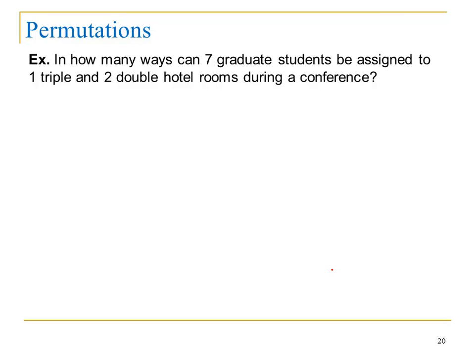So we want to save money, and we want to put all these students in the least number of rooms possible for this conference. Again, we know the total number of students, which is 7. We know that we have 1 triple room and 2 double rooms. So one of the sets will have 3 and the other 2 will have 2.